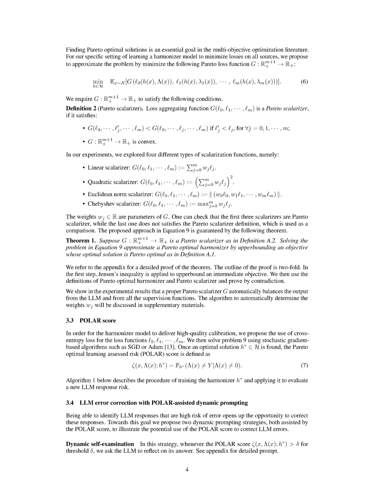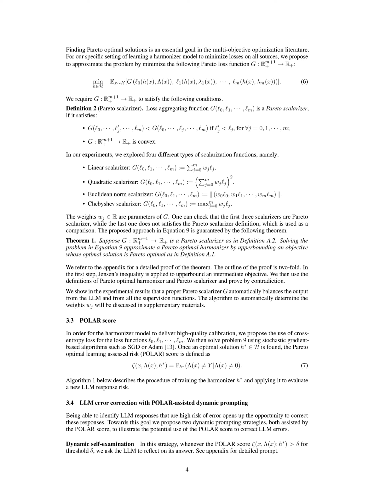Section 3.3 Polar Score. We suggest a method to improve the calibration of our harmonizer model. This involves using a type of loss function known as cross-entropy loss. We then use algorithms like stochastic gradient descent, SGD, or ADAM to solve the problem. Once we find the best solution, we define a score called the Pareto Optimal Learning Assessed Risk, Polar, score. This score is a measure of the risk of a new response from the large language model, LLM.